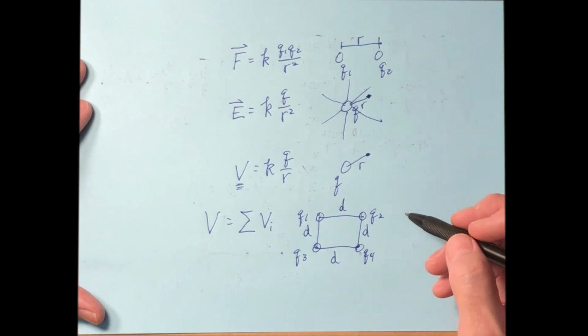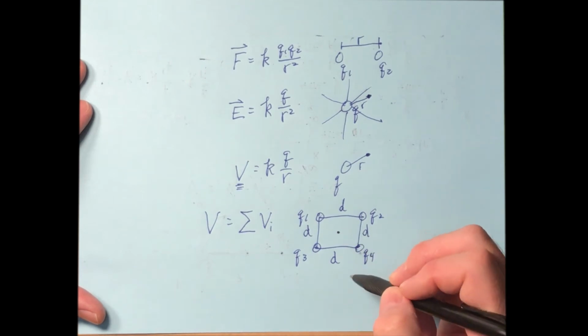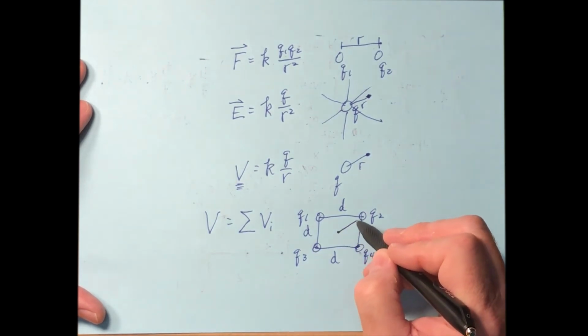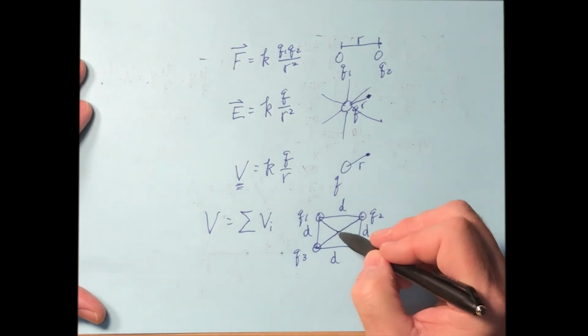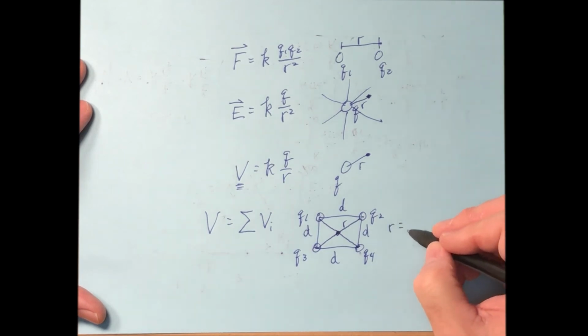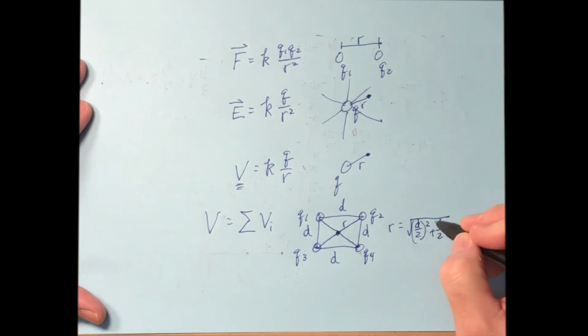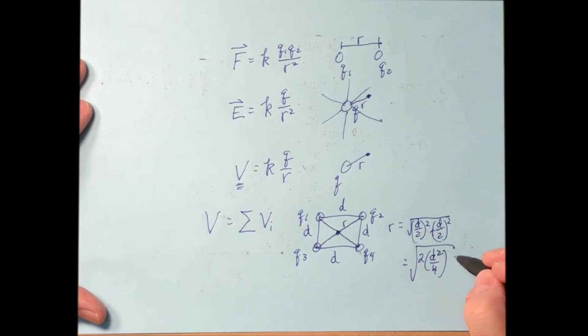Well, what is the potential? Well, you have to choose a point. So let's pick a point here right in the middle of our square. And that means that these are all the same distance away from each of those charges at that point right there. So this R here, R is the square root of (D over 2) squared plus (D over 2) squared, and that's going to be the square root of 2D squared over 4, so that's going to be D over the square root of 2. Okay, so that's what R is.